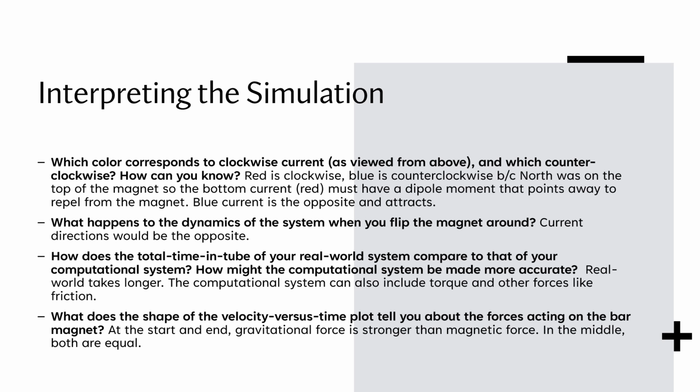What does the shape of the velocity versus time plot tell you about the forces acting on the bar magnet? We already talked about this. At the start and end, the gravitational force is stronger. In the middle, both are equal.